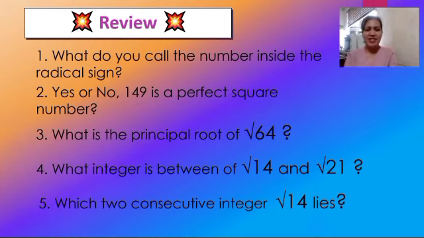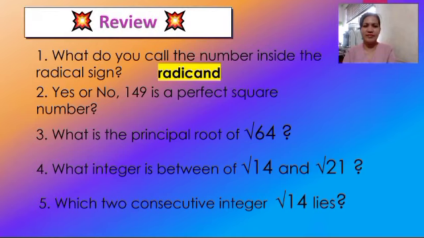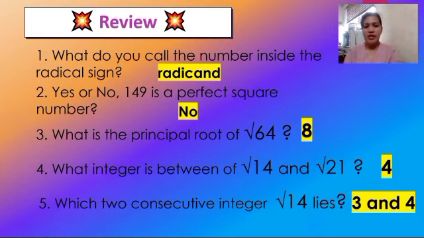Now let's check your answers. Number 1, radical. Number 2, no. 149 is not a perfect square number because it has no number that if you multiply by itself is 149. Next, 8. Kasi 8 times 8 is 64. Next is 4. 4 times 4 is 16. So 16 is between square root of 14 and 21. And then the last one is 3 and 4.